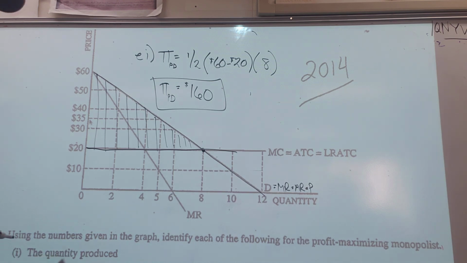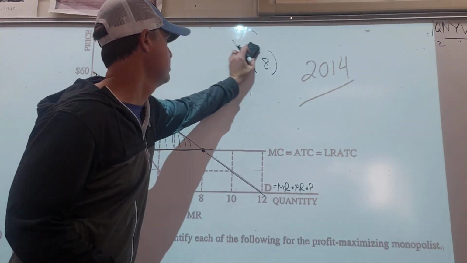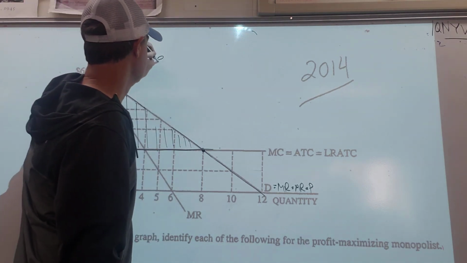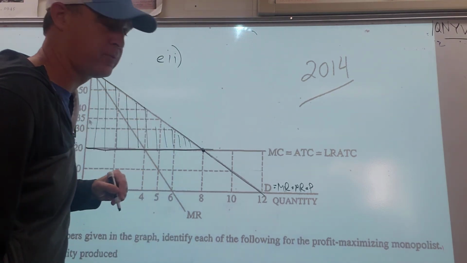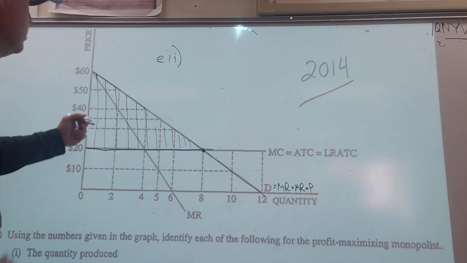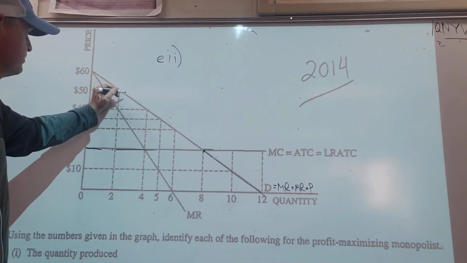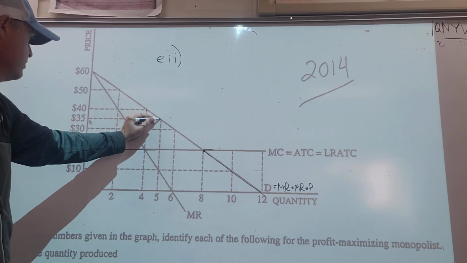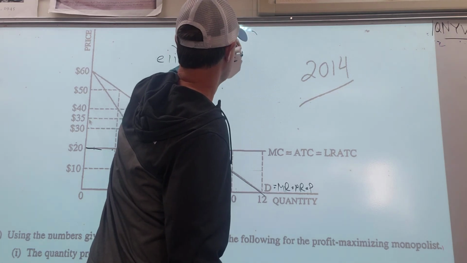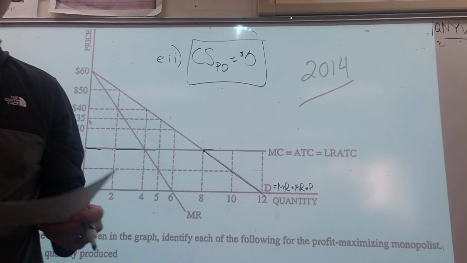Consumer surplus, not a trick question. Consumer surplus is always the difference between what people are willing to pay and what they have to pay. If the firm is able to price discriminate, everyone pays exactly what they're willing to pay. Right? This person would have paid 50, has to pay 50. This person would have paid 40, has to pay 40. Would have paid 35, has to pay 35. So anytime we price discriminate, consumer surplus always equals 0.